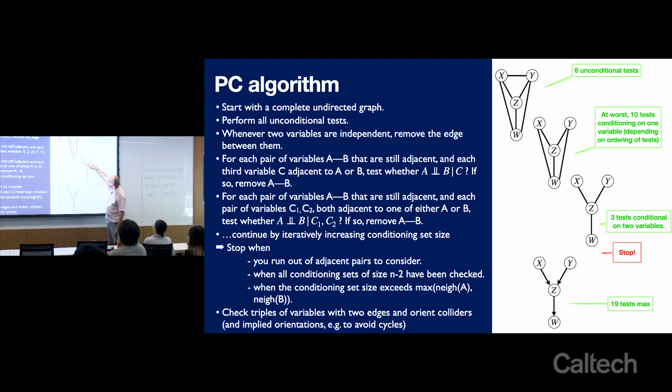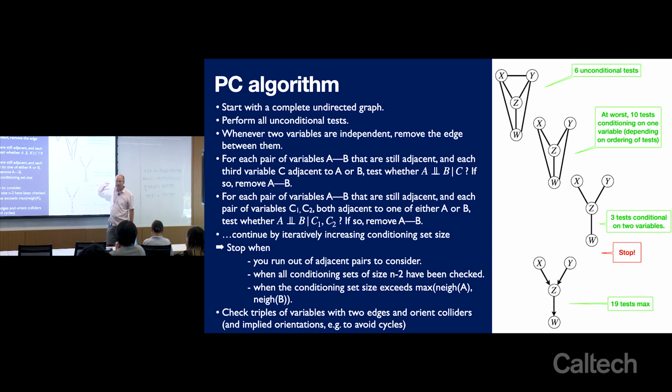And so that allows you to orient this triple of variables pointing into z, and that goes to Ralph's case earlier, is that this is where you then get rid of the case that z could be a common cause of x and y, because you realize that if z were a common cause of x and y, then these wouldn't be independent of one another.